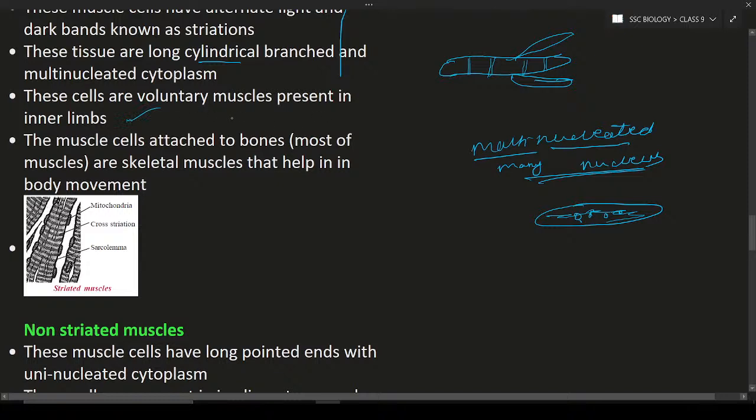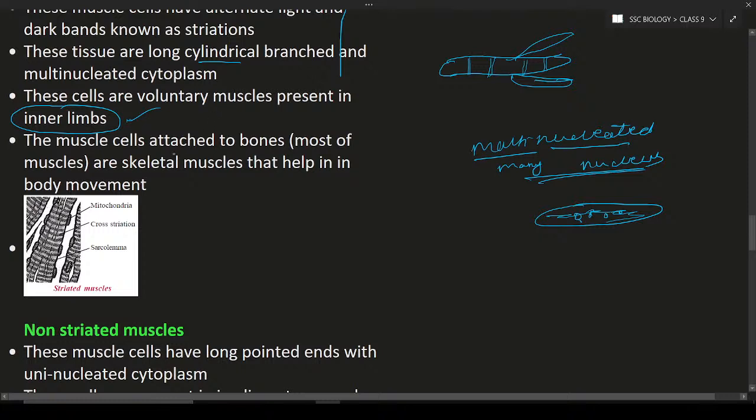Voluntary means it can be operated on your wish, okay. If you want to move your limb, it will move. It means they are operated based upon your control only. So voluntary means under your control. So these muscles are under your control. For example, the muscles in your limbs are voluntary. When you want to operate them, they will get operated.